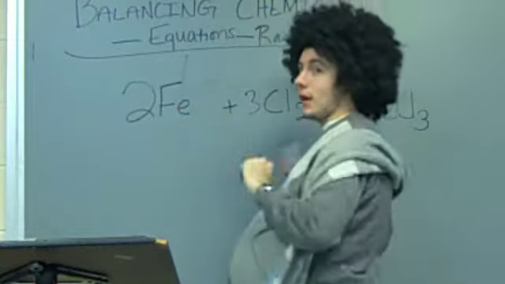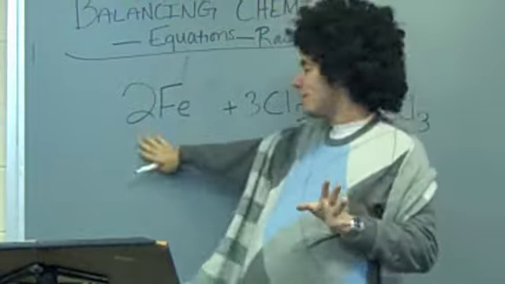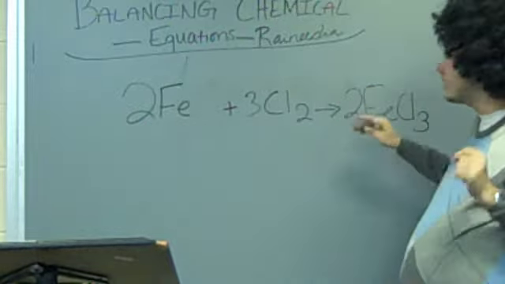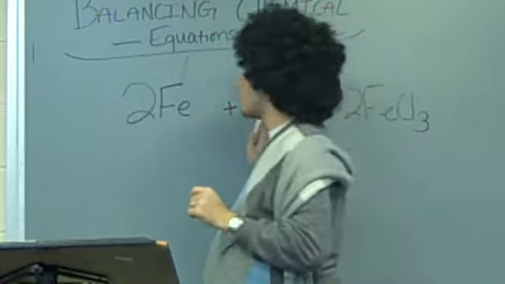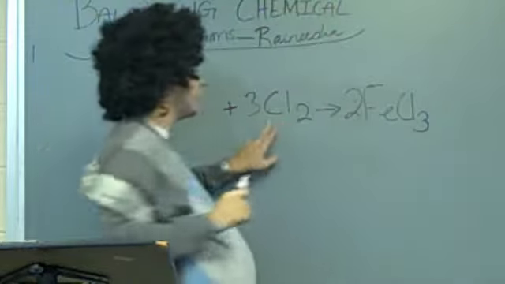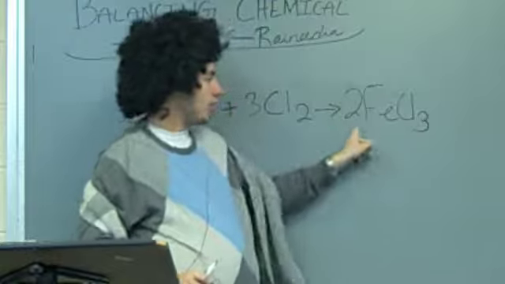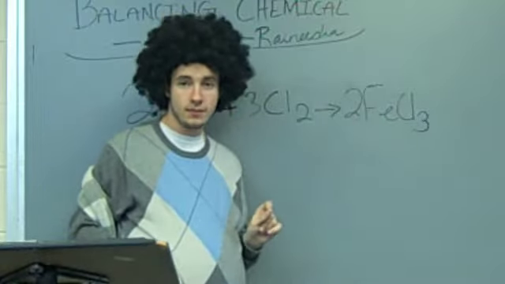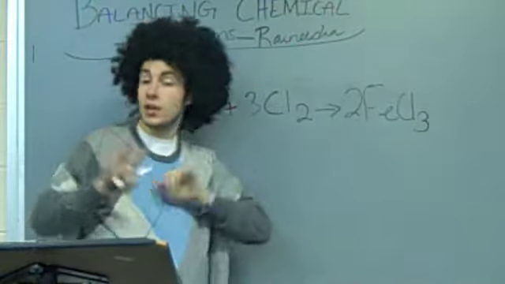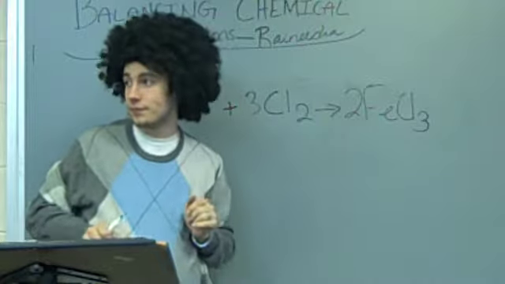You're gonna start from left to right, which is how you generally read. You got 2 Fe over here, and 2 Fe over here. And then you got 6 Cl, 3 times 2 is 6. Then you move over here, and you got 3 times 2 is 6 Cl. So that means this one is done.